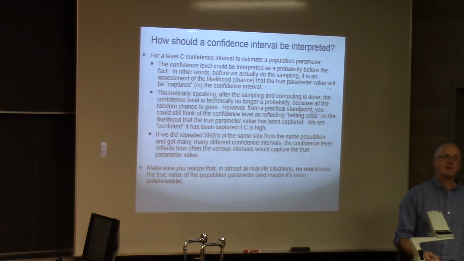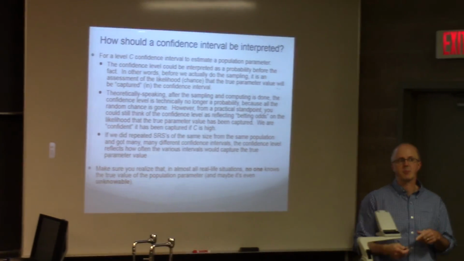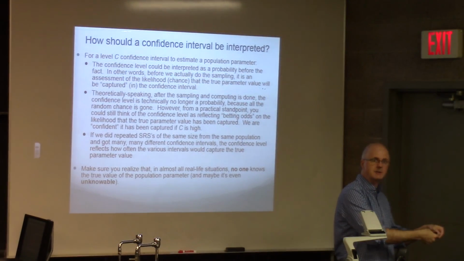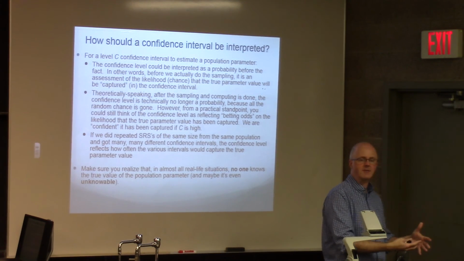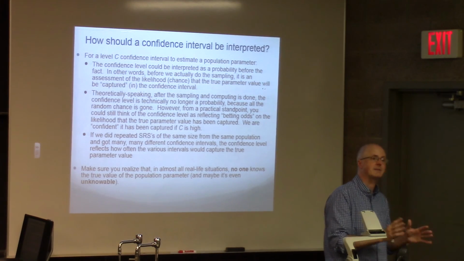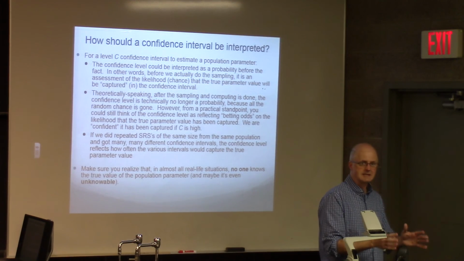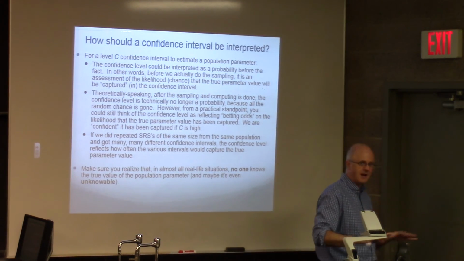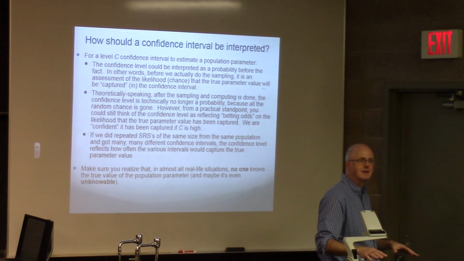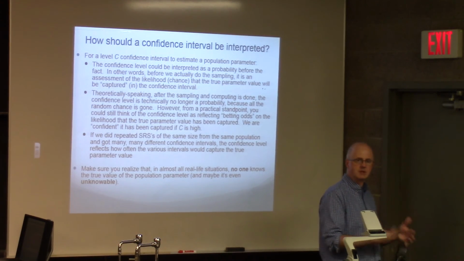The confidence level, for example 95%, could be interpreted as a probability before you actually do the sampling. I'm about to sample. I'm going to calculate a 95% confidence interval. I'm doing simple random sampling, which is the assumption. That's what makes these models valid. Otherwise, it's not valid. It can be biased. I'm about to do a simple random sample of a certain size.